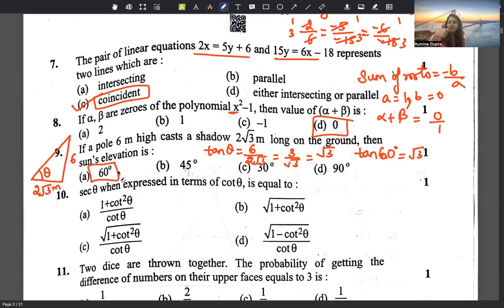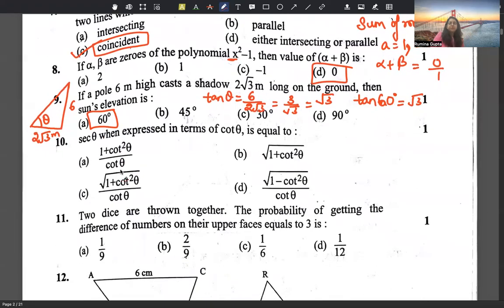Yes, good to go. I think the concept was simple. It was not that complicated, because you just have to know the basic concept about perpendicular upon base. That's it. Simple. Okay, moving further on.